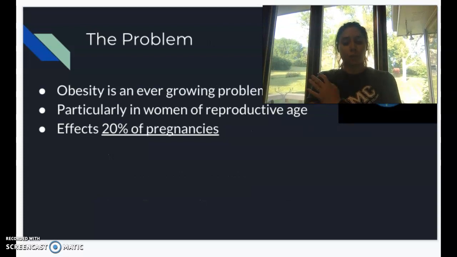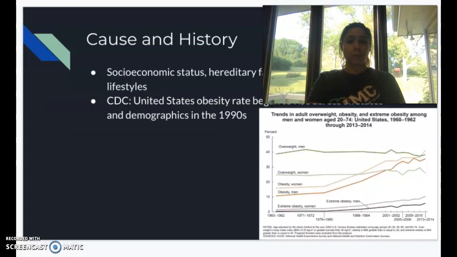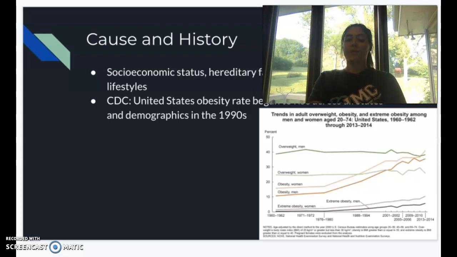So, what is the problem? Well, overall, I'm sure a lot of us are familiar that obesity is a growing problem not only in the United States, not only in the Omaha metro area, but worldwide. Particularly, there's also been a steady increase in history of women in reproductive age, increasing BMI and increasing weight. And maternal obesity itself actually affects about 20% of pregnancies.